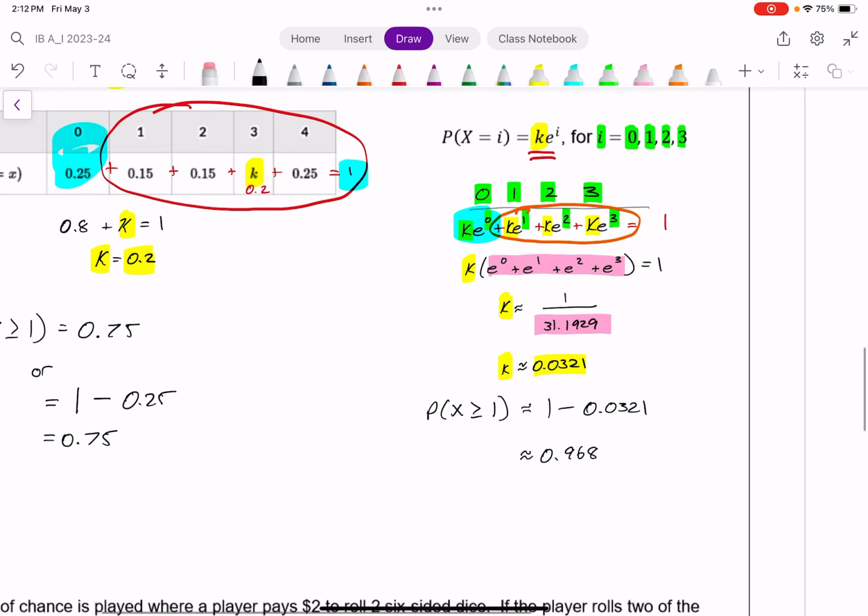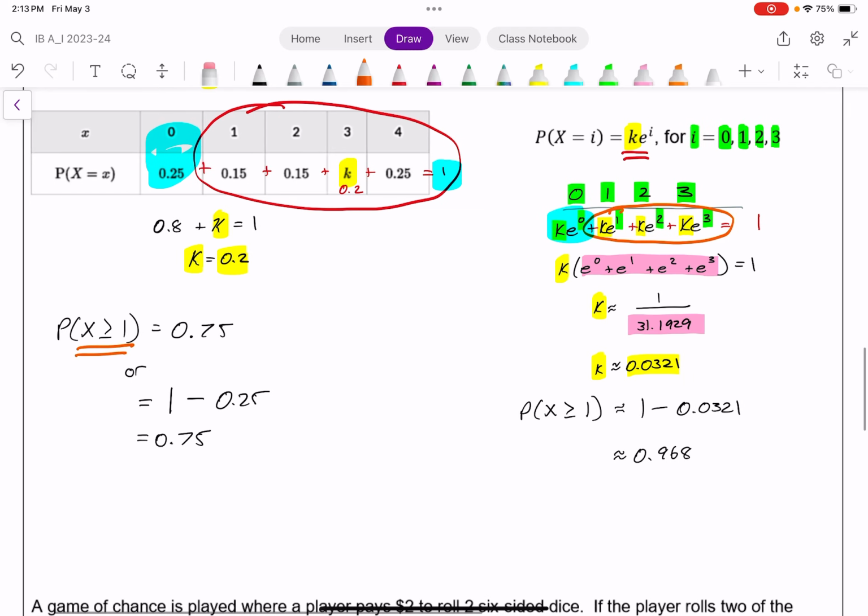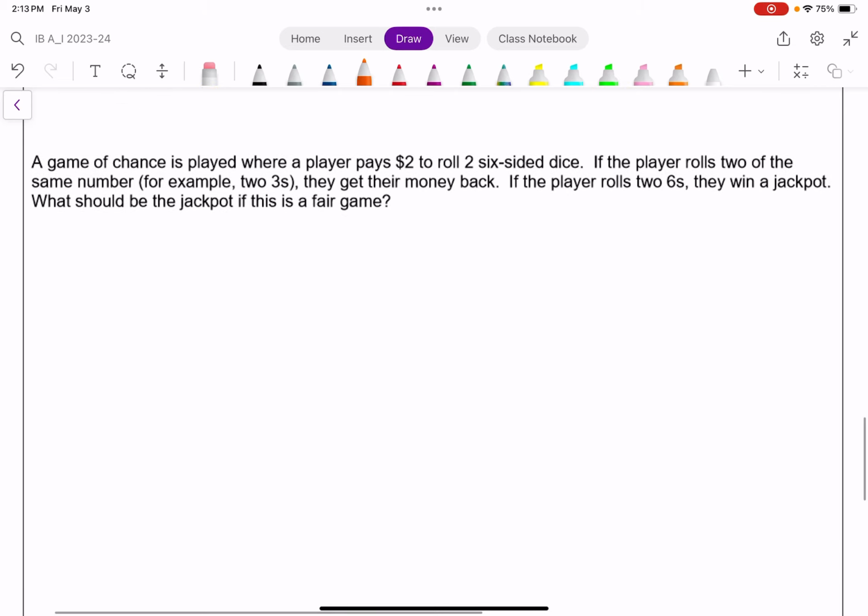And before I move on, this idea, when we have to find a probability of a series, a bunch of numbers, quite often it's actually easier to subtract what we're not counting from the total, because they always must add to 1. You can't have more than a 100% probability.